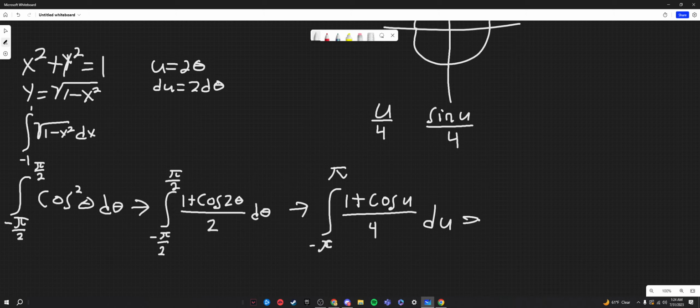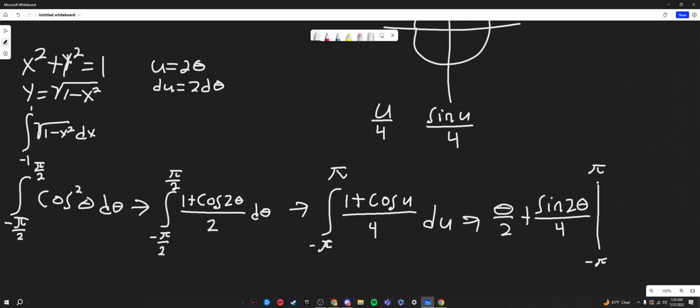I'm going to write this down here now. Because u is equal to 2 theta, we're going to resubstitute in our 2 theta. What this gets us is 2 theta over 4, which simplifies into theta over 2, and this is going to be adding sine of 2 theta, and this will still be over 4. And we're going to evaluate this at negative pi and pi.